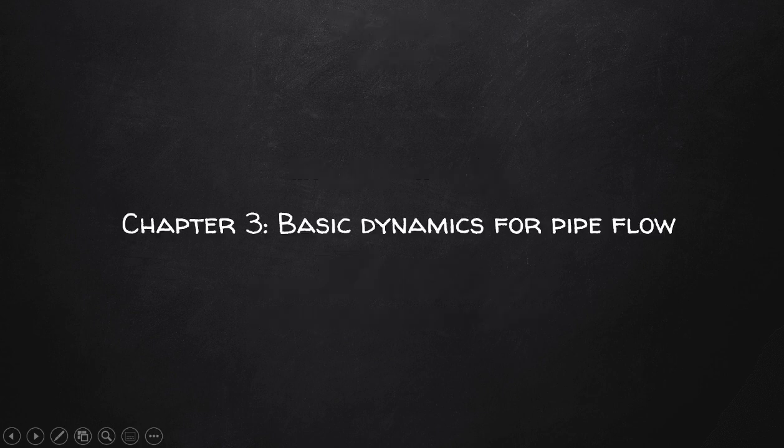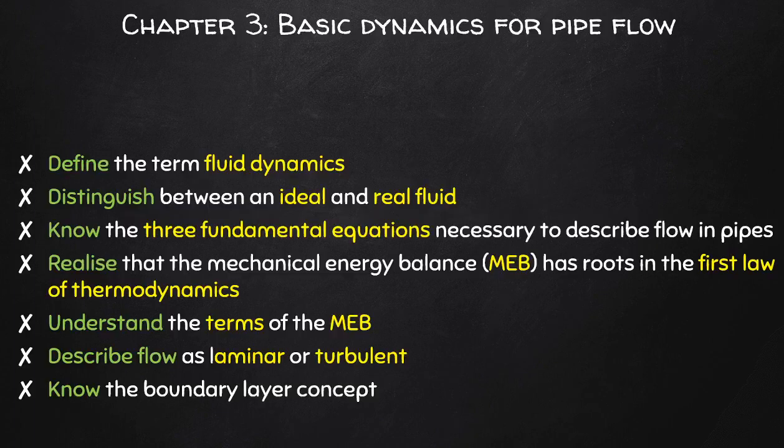This concludes the second chapter for the Piping System Handbook. And now we will continue into chapter 3, which deals with the basics of the dynamics of pipe flow. In this chapter, we will define what is meant by fluid dynamics, distinguish between ideal and real fluids, and get introduced to the 3 fundamental equations that will be used to describe fluid flow for the rest of this semester.